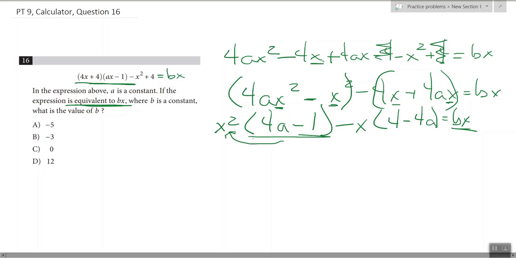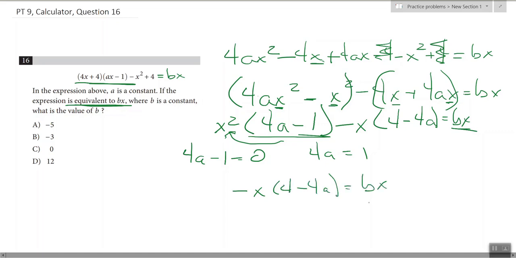Now I've looked online, there's about 3 different ways to solve it, but all of them hinge on recognizing that 4a minus 1 has to equal 0. So I can determine that 4a has to equal 1. That really is the critical point now. If 4a equals 1, then once this equals 0, and since there's not an x squared term over here, I can figure out that negative x times 4 minus 4a has to equal bx. And if 4a equals 1, obviously a is going to equal 1/4, but I don't have to do that. If I recognize that 4a equals 1, I can plug in there.